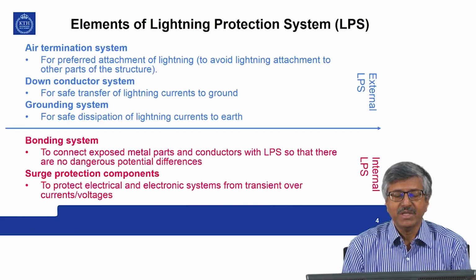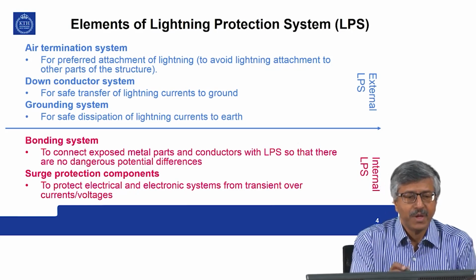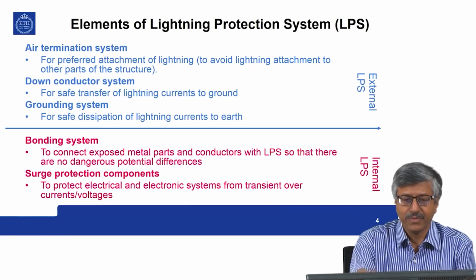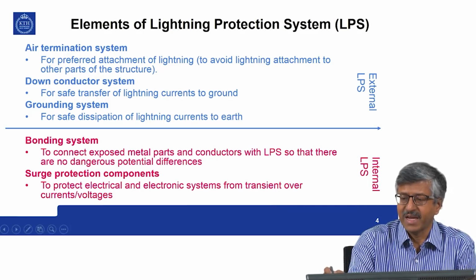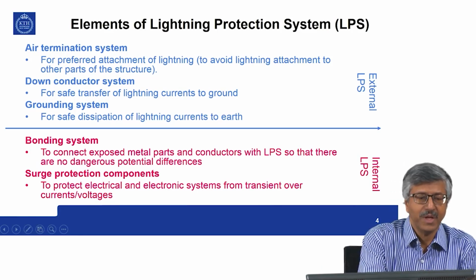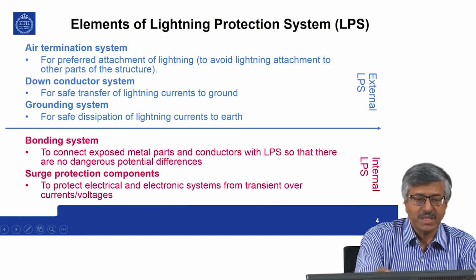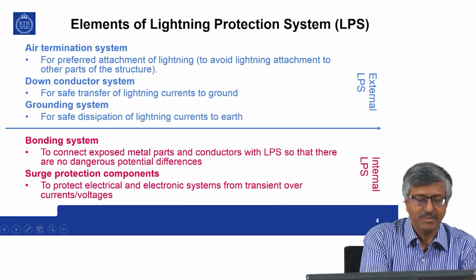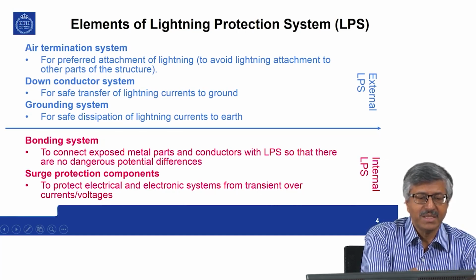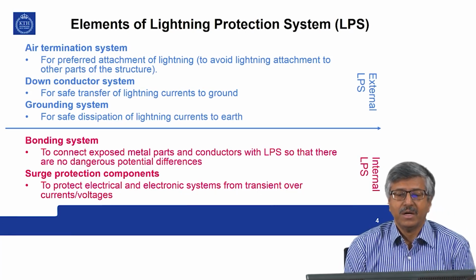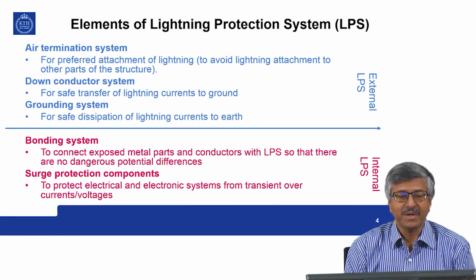So, what are the elements of a lightning protection system? So, you have the air termination system. This blue writing is part of the external lightning protection system and this red is the internal lightning protection system. Within the external lightning protection system, you have the air termination system, down conductor system and grounding system. The air termination system provides a preferred attachment point for lightning, so that lightning is not attaching to other parts of the structure.